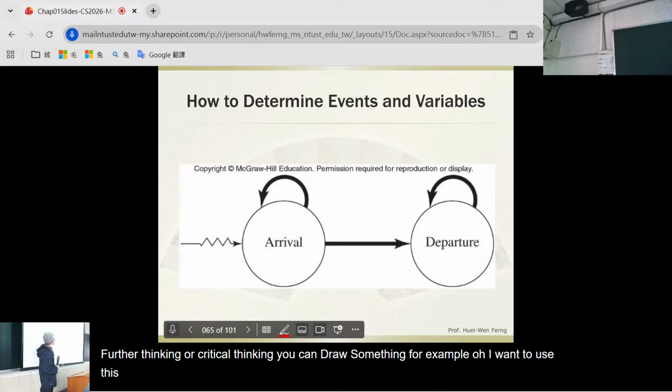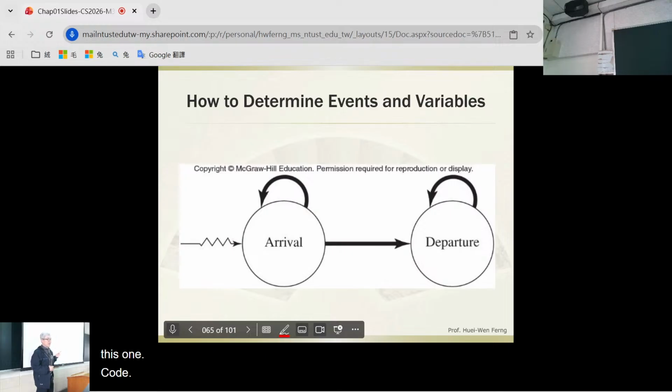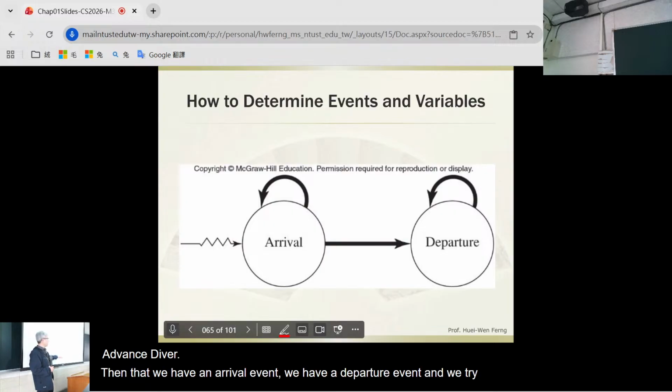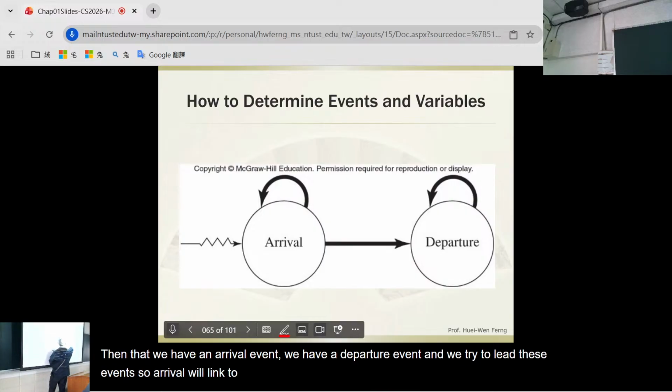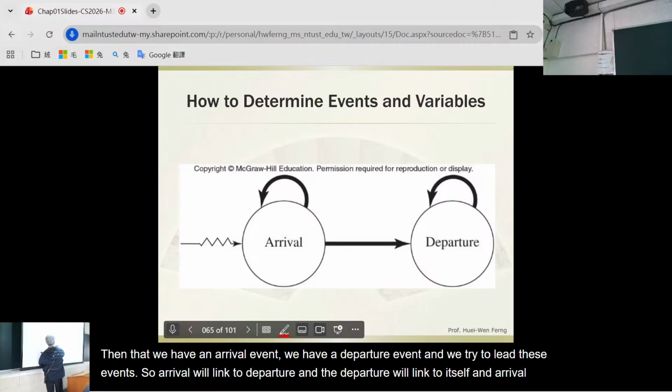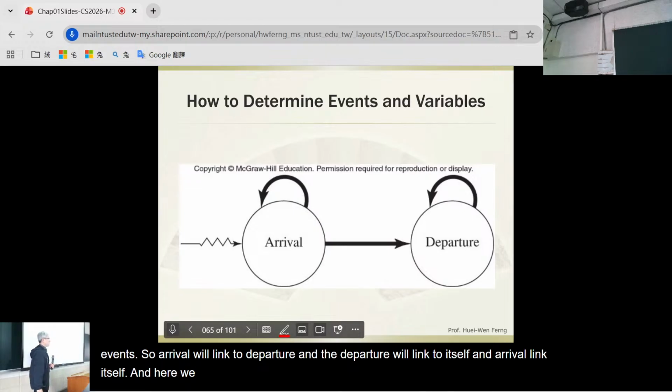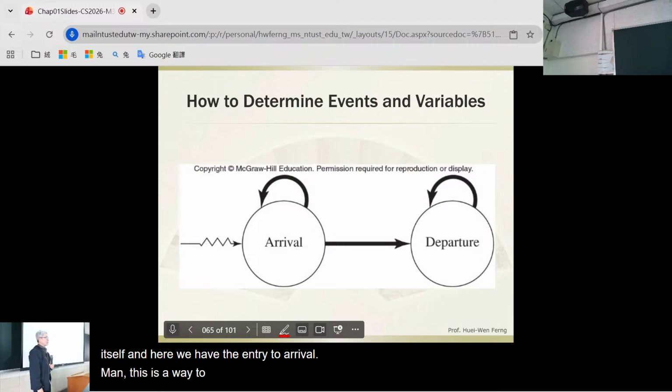It's called the event diagram. We have an arrival event, we have a departure event, and we try to link these events. So arrival will link to departure, and the departure will link to itself, and arrival links to itself. And here we have the entry to the arrival. And this is a way to have the event diagram: arrival, departure.